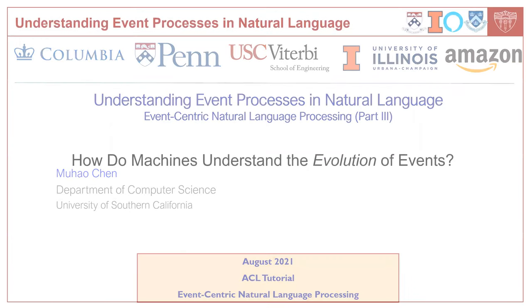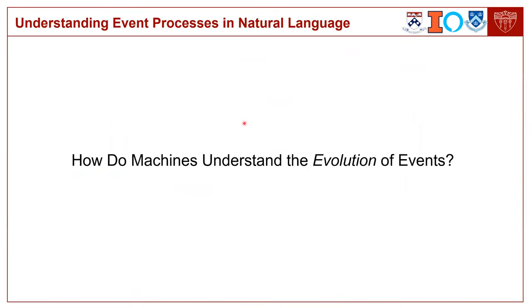So in this part of the talk, we will focus on machine comprehension of event processes. And I'm going to provide a high level introduction to several key challenges in this area, which include how to model and predict the evolution of events, and how do we infer the intentions and the consequences of the performer of the event processes, and also how knowledge about event processes can help downstream tasks for natural language understanding and also machine perception.